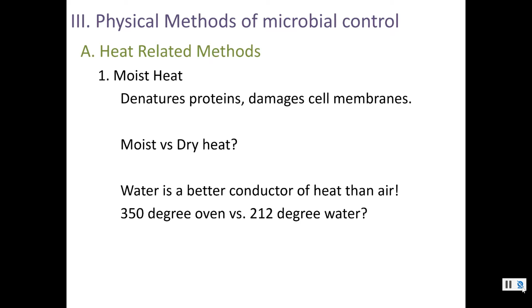So with heat, we want to separate it into two categories, moist heat versus dry heat. Let me ask you this question. If I did truth or dare and gave you a dare, would you rather put your finger into a boiling pan of water on the stove for 1 second or even half a second, or would you rather put your finger into an oven for a second? Which would be better? I'm hoping you said oven.